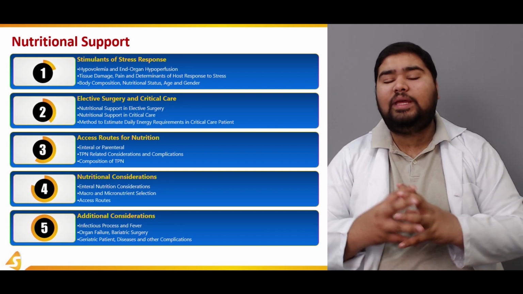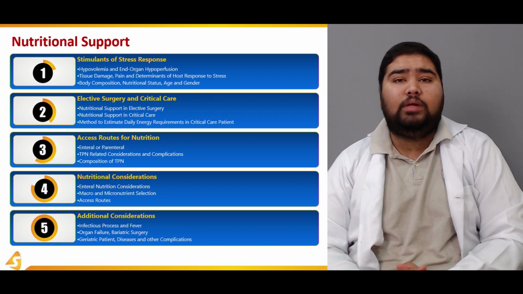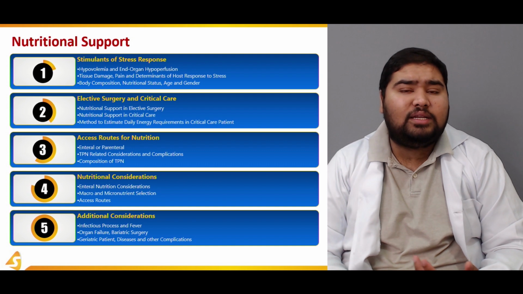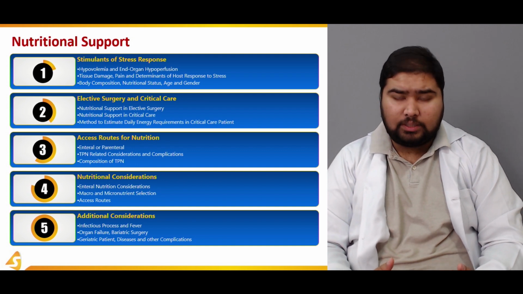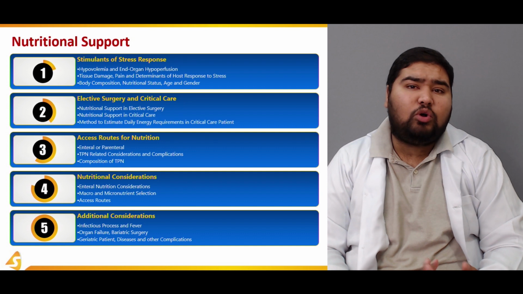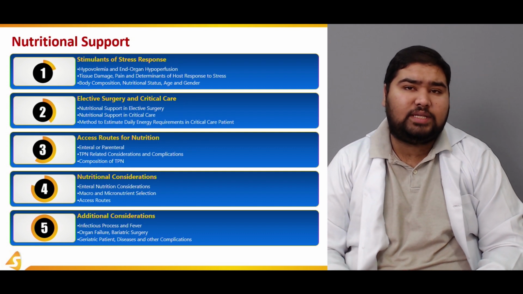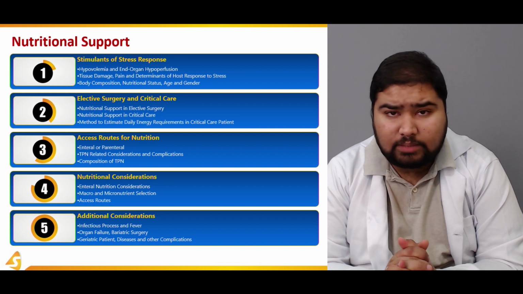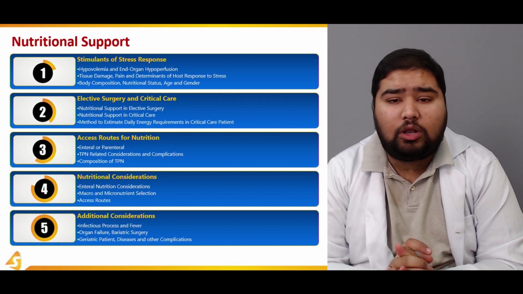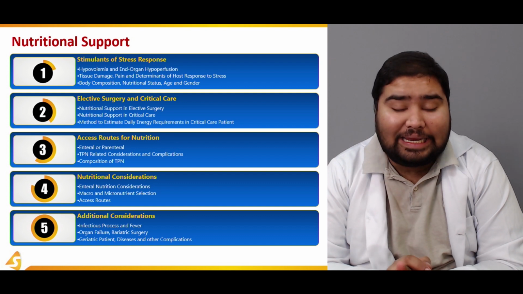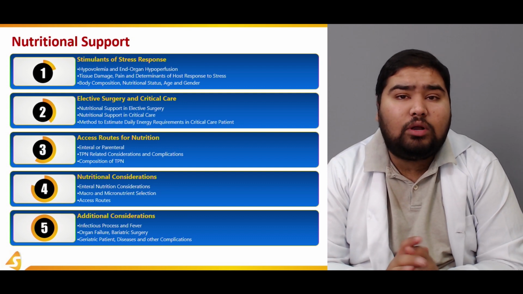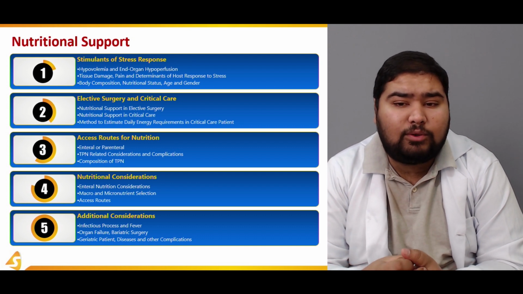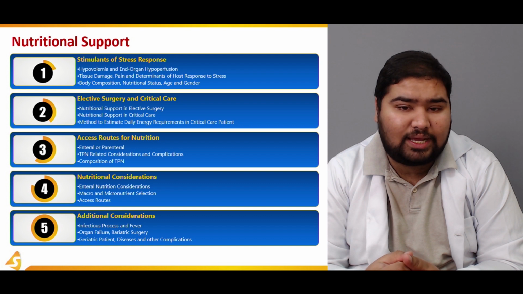We'll see the norm in these, then we'll see the abnormal, and we'll talk about how to improve and how to correct the deficiencies which are there in the patient. Then in the second section, we'll talk about the elective surgery procedures and critical care. We'll talk about the nutritional support in elective surgery. We'll talk about the nutritional support in critical care. Then we'll talk about the methods which are used to determine the daily energy requirement of patients in critical care.